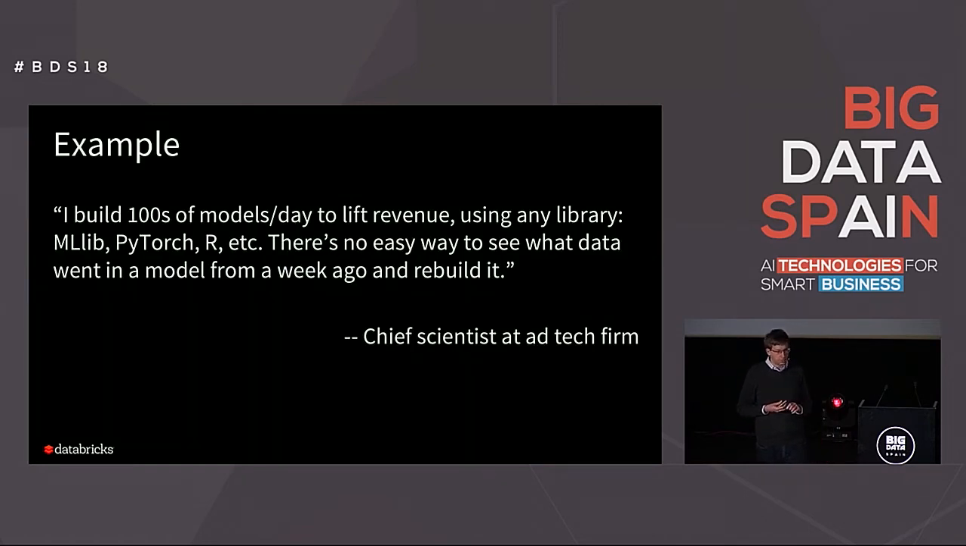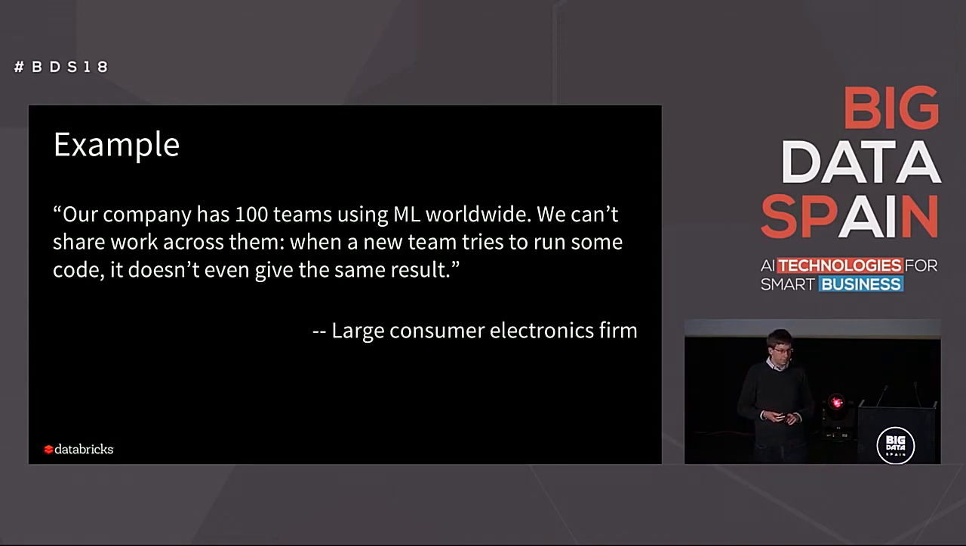So just some examples of this from a couple of customers that talk to us. This is actually the chief scientist at an ad tech firm. This is a smaller company, but this person runs a data science team of a few data scientists there. And they say, I build hundreds of models per day to lift revenue. The goal of the team is to increase the company's revenue by predicting what people will click on better. And they'll use any machine learning library, MLlib, PyTorch, R, etc. So they're constantly trying new things that are coming out, new algorithms, to see whether they help with the problem. But unfortunately, there's no easy way to see what data went into a model from a week ago and rebuild it. So they have this whole problem of keeping track of what they did as they're using this wide range of tools.